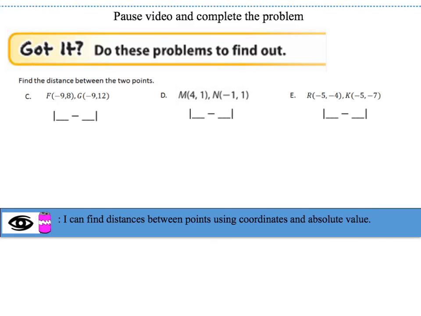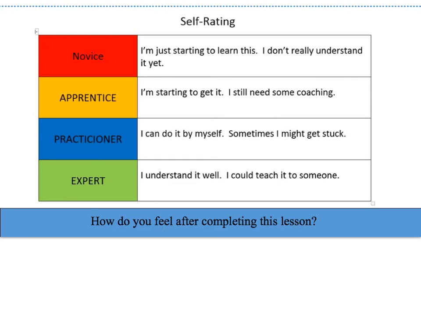So pause the video and complete these got it problems, and we'll discuss the answers in class tomorrow. Notice I have 3 got it problems on this slide, got it problems C, D, and E. So now that we've completed this lesson, go ahead and self-rate yourself and let us know how you feel. If there's any part of this lesson that you do not understand, please go back and watch it again. Also come to class with some questions so we can discuss it in further detail.